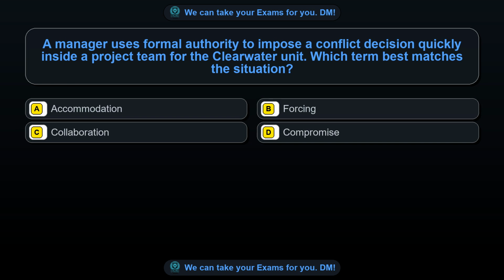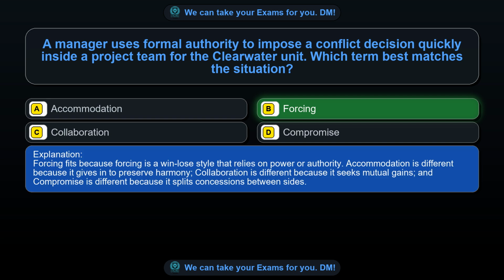Question 89. A manager uses formal authority to impose a conflict decision quickly inside a project team for the Clearwater unit. Which term best matches the situation? Option A, accommodation. Option B, forcing. Option C, collaboration. Option D, compromise. The correct answer is option B, forcing.